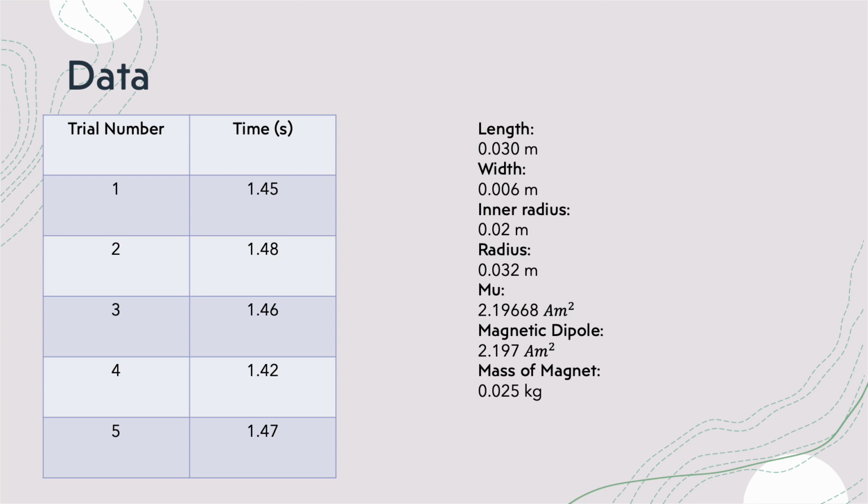Now we have some data. The times of the 5 trials are shown on the left chart. The length of the tube is 0.03 meters. The width is 0.006 meters. The inner radius is 0.02 meters. The outer radius is 0.032 meters. The mu is 2.1968. The magnetic dipole is 2.197. The mass of the magnet is 0.025 kilograms.